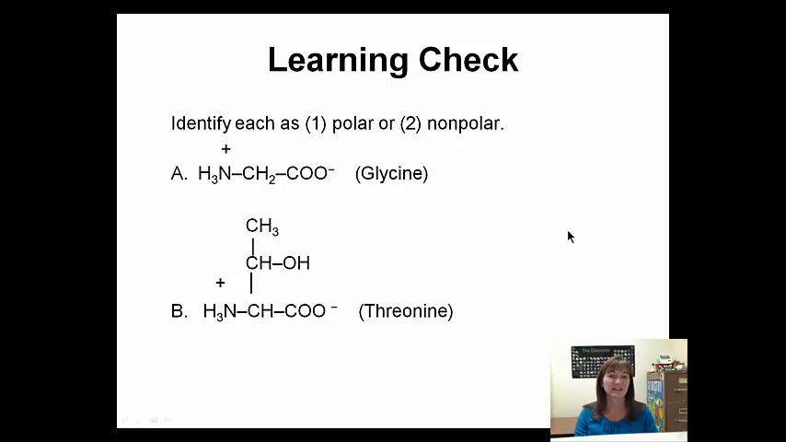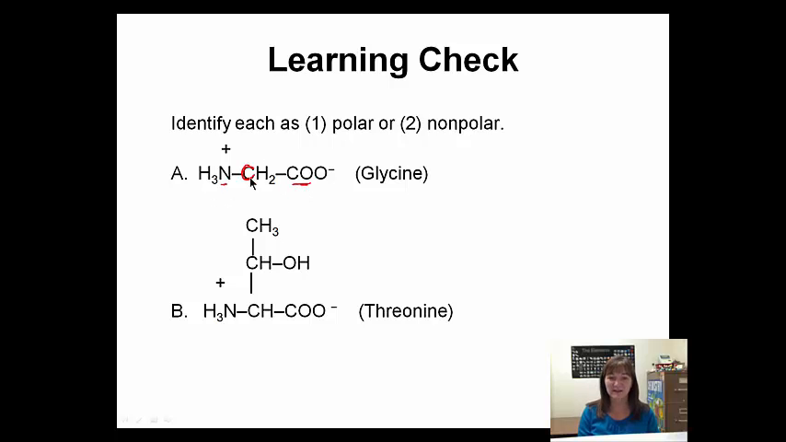Okay, so here's a learning check. Identify these 2 amino acids as either being polar or nonpolar. Now, there's a lot of different ways of writing amino acids, so you need to be careful. So the first thing you want to do is identify that alpha carbon. So right here, the alpha carbon is the carbon in the center that's bonded to a nitrogen on one side, and it's got the carboxylic acid group on the other.